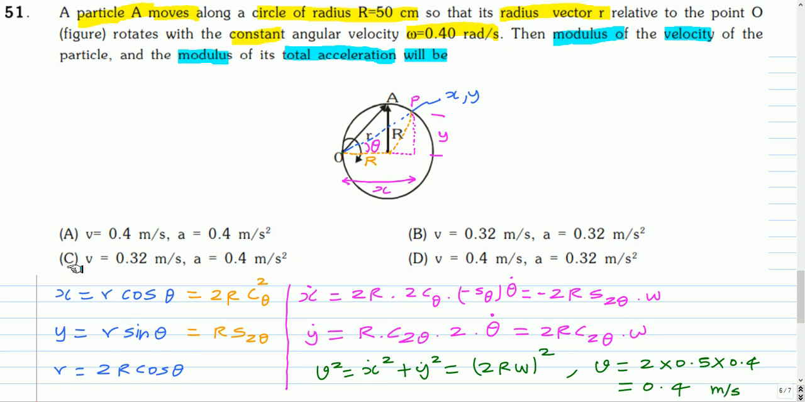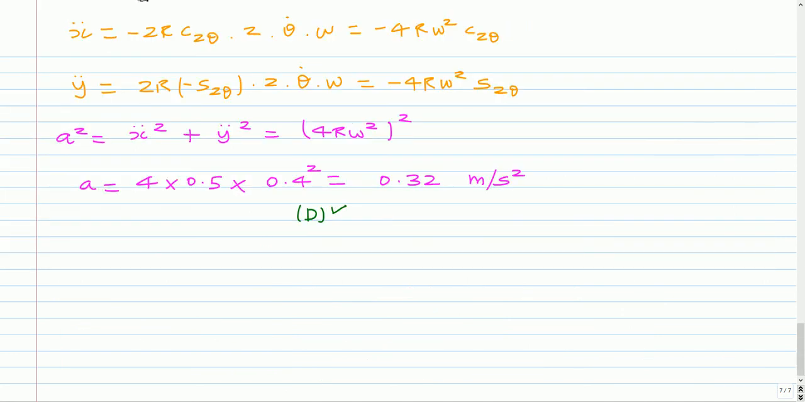So we can eliminate options B and C. So it's between option A and D we have to choose. Now to find the acceleration, you have to differentiate x dot one more time. So we'll get x double dot as minus 2r cos 2 theta, this one, we can simplify to this one. And similarly, for y double dot, you have to differentiate y dot, so you'll get this one.